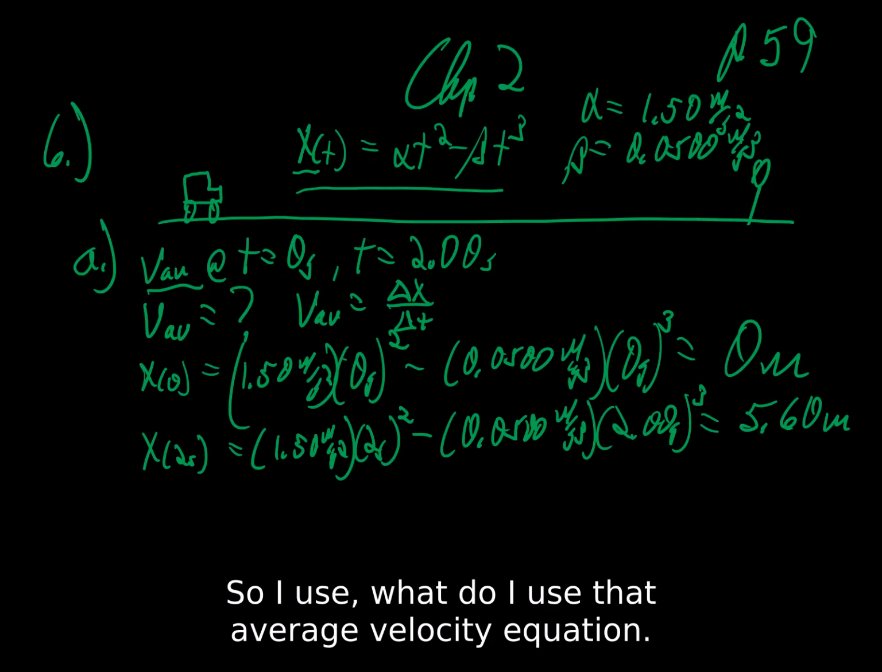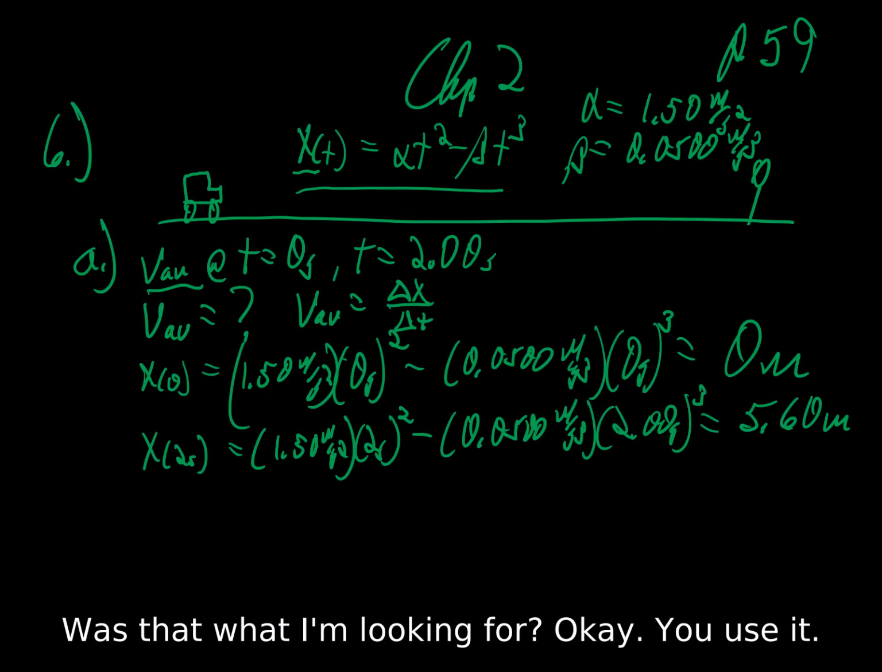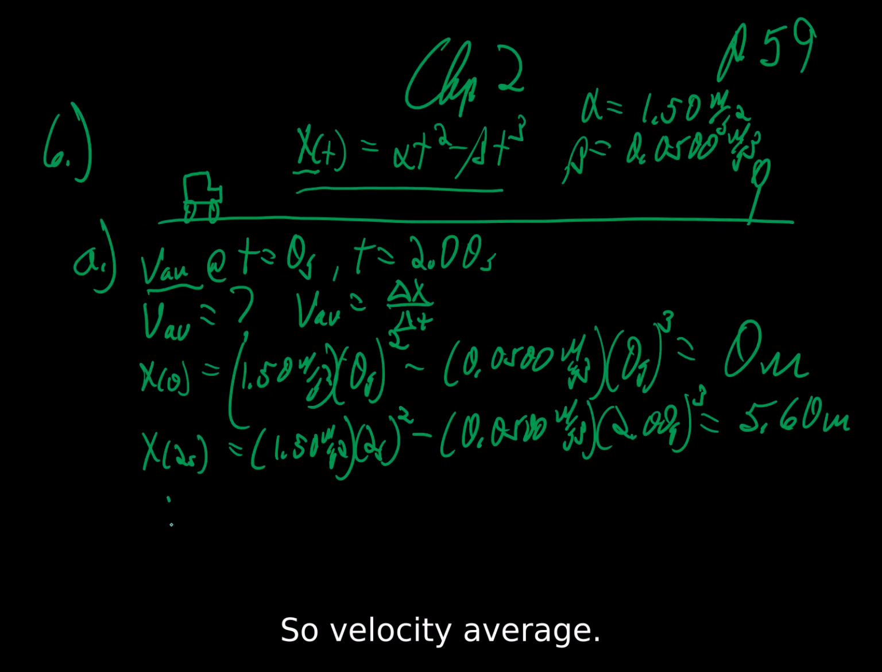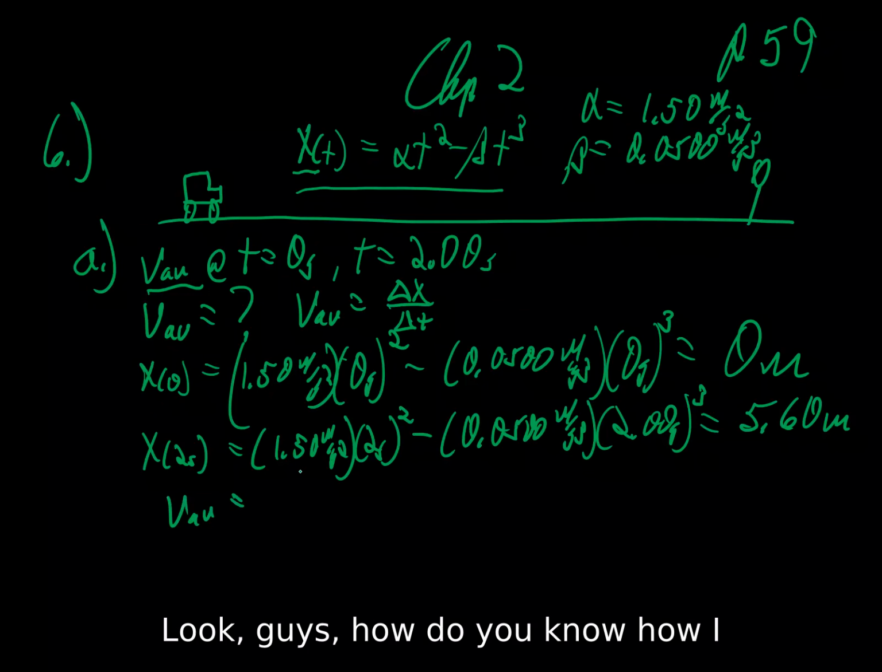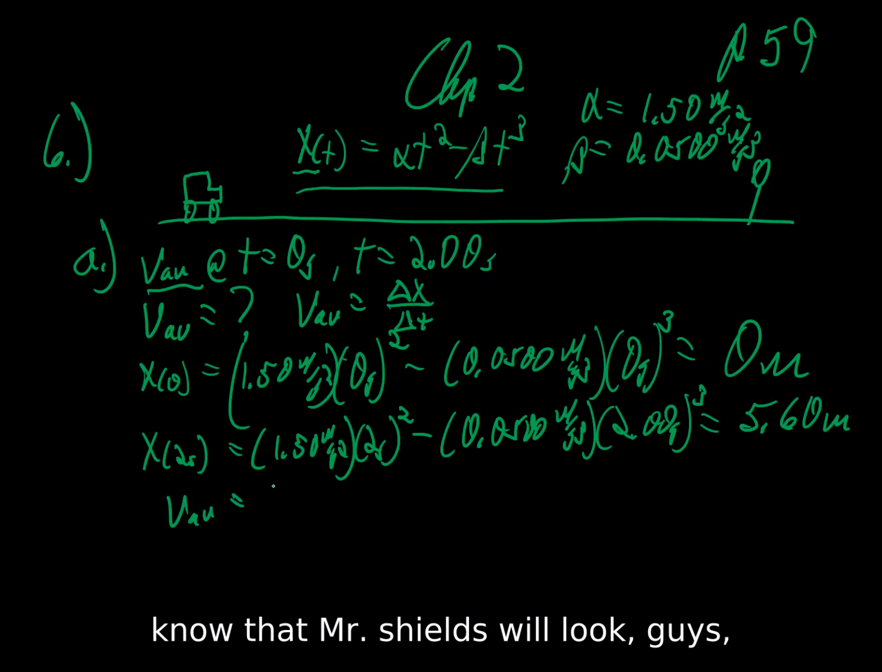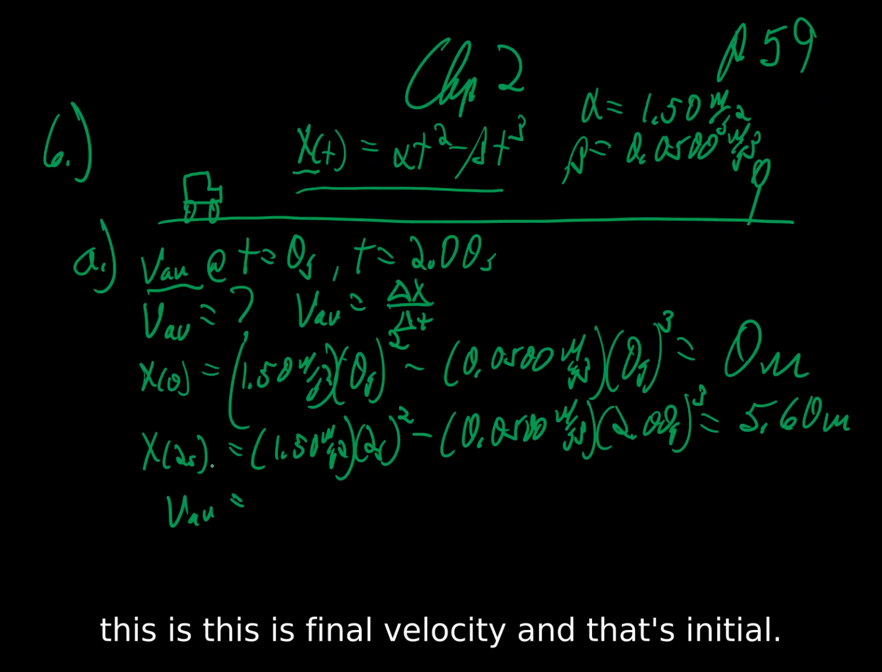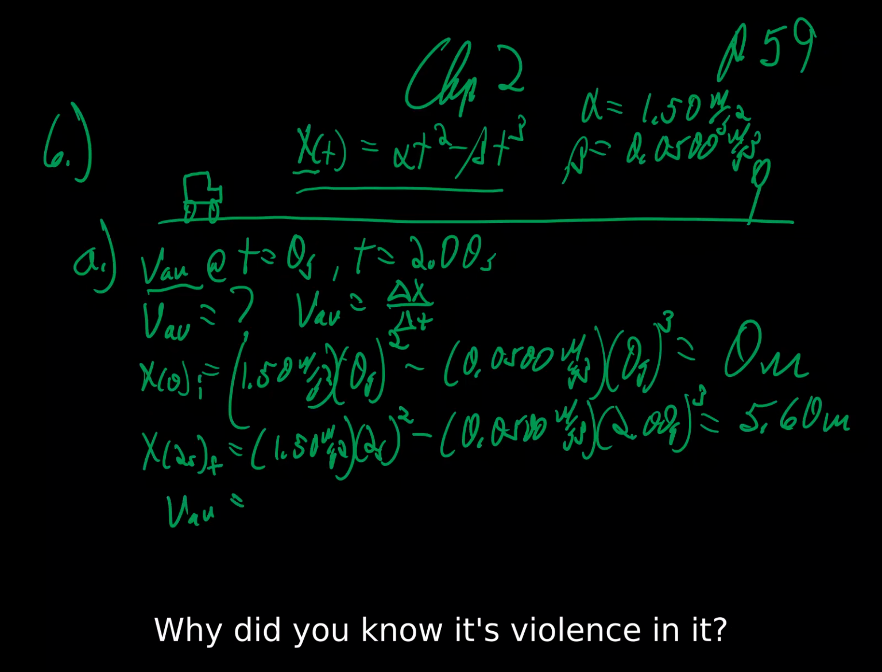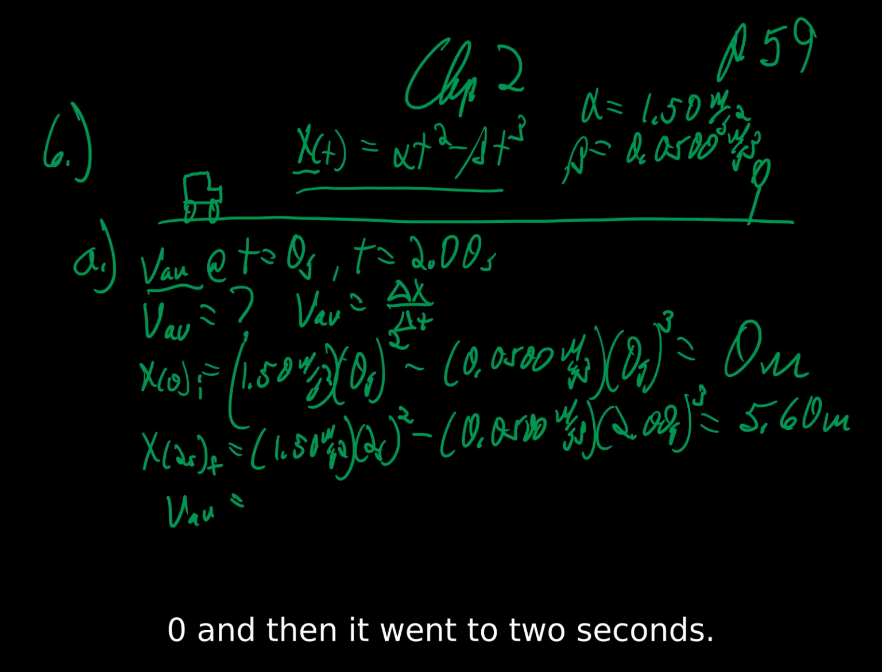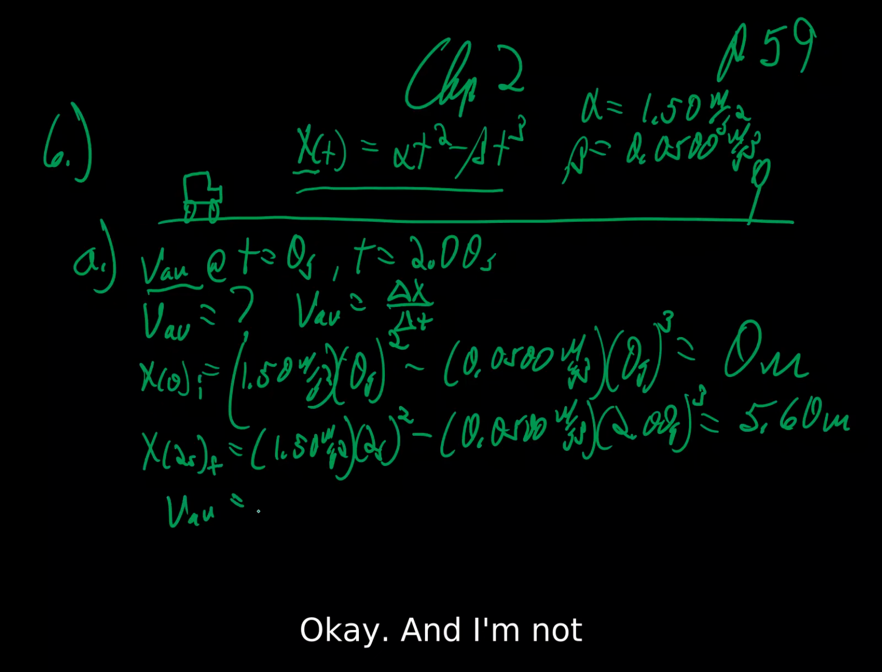So I use what? Do I use that average velocity equation? Well, is that what I'm looking for? Okay, use it. So velocity average. Look, guys, how'd you know? Well, how do you know that, Mr. Shields? Well, look, guys, this is final, and that's initial. Well, how'd you know it's final and initial? Well, initially you started at time 0, and then it went to 2 seconds. That has to be the final time. Okay.